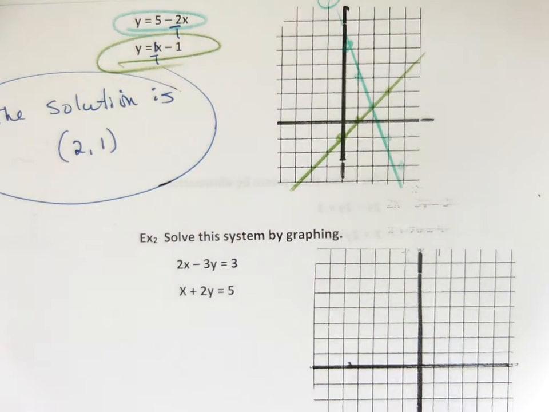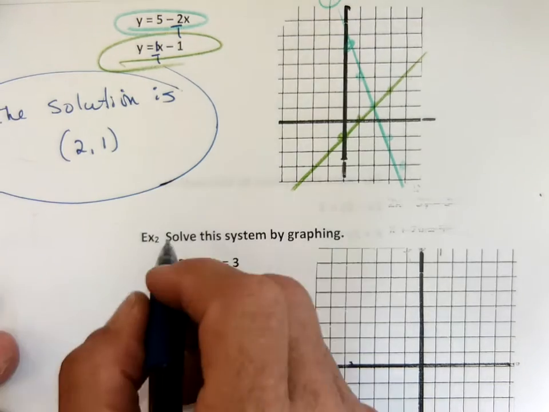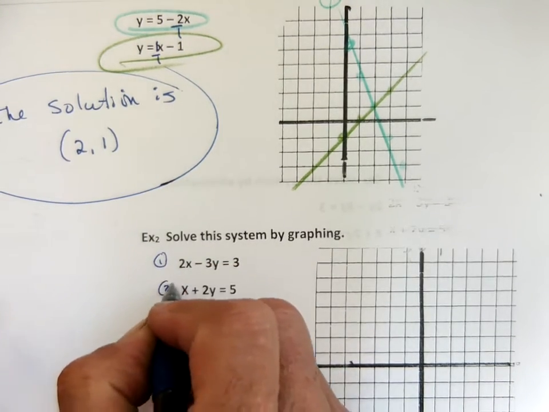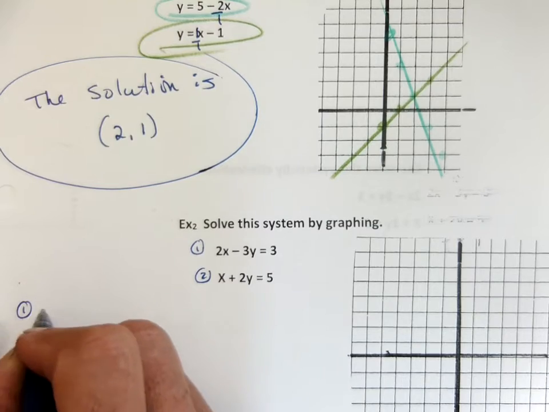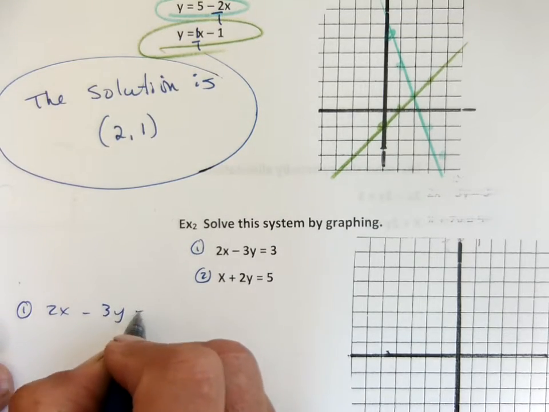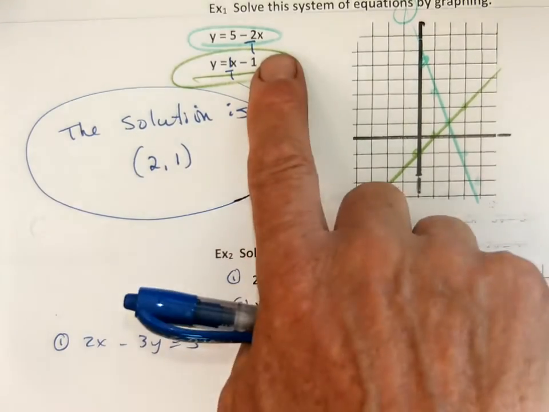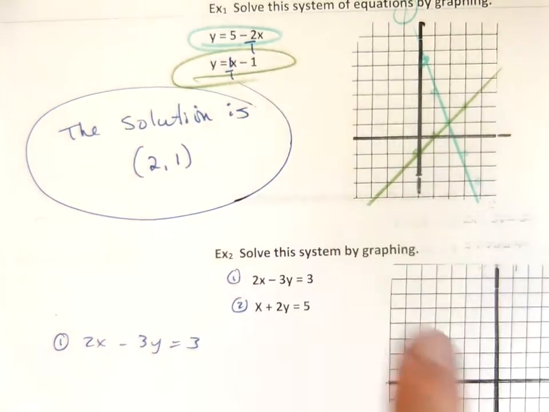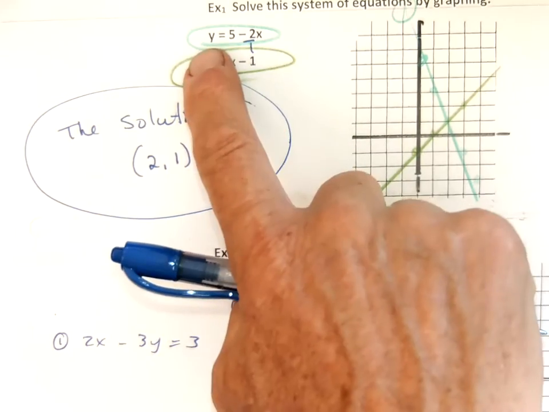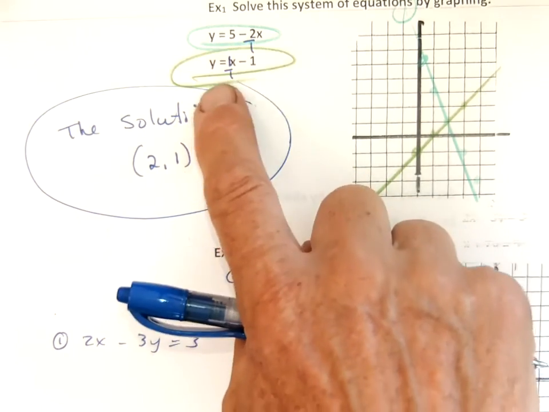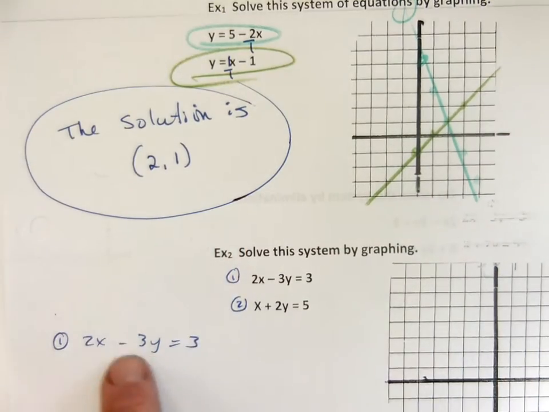Now example 2. I put example 2 on here for a reason. It's tedious to do by graphing, and there's an easier way to do it. So if we do it by graphing, equation 1 is 2x minus 3y equals 3. What I want to do is make it look like y equals, because I can graph it. These were easy to graph. I said y equals 5 minus 2x. It said y equals x. So I want to solve for y.